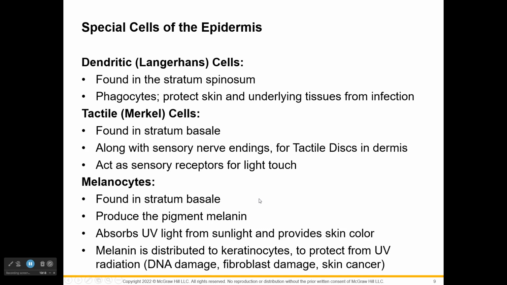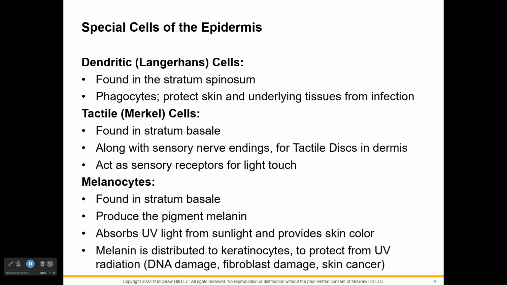So there are some funky cells of the epidermis: Langerhans, Merkel, and melanocytes. These dendritic cells, or Langerhans, anatomy always names things multiple times, and usually it's by the way that it looks, where it's found, or who discovered it. In this case, we've got what it looks like. It's dendritic, it's tree-like, and then Langerhans, probably Dr. Langerhans who discovered these things.